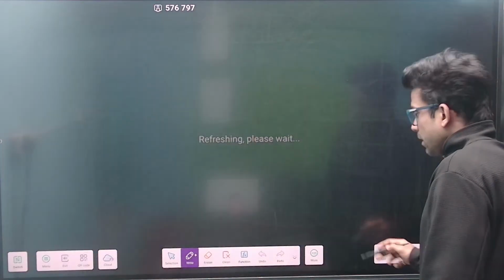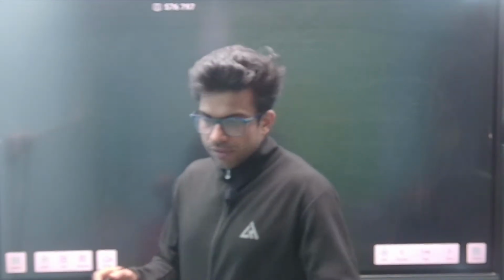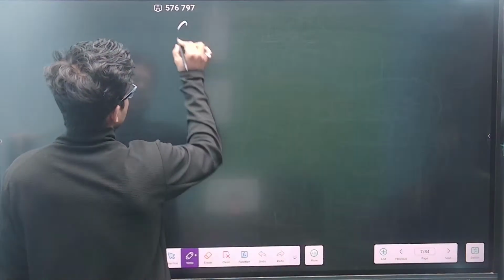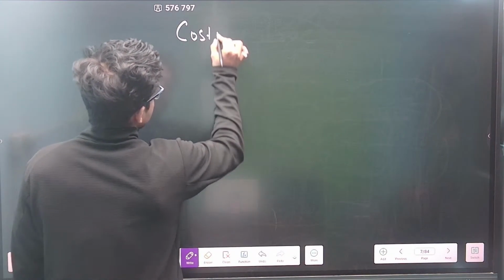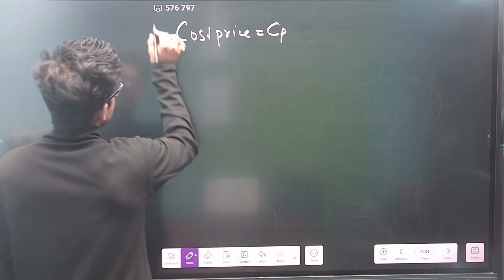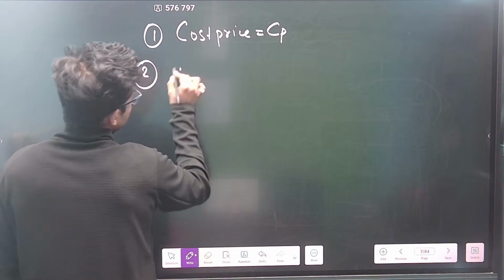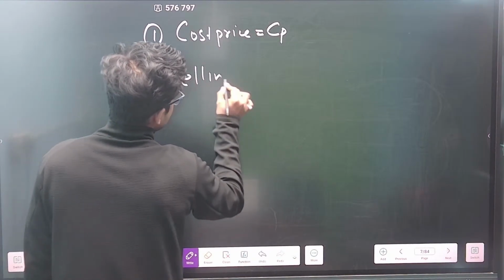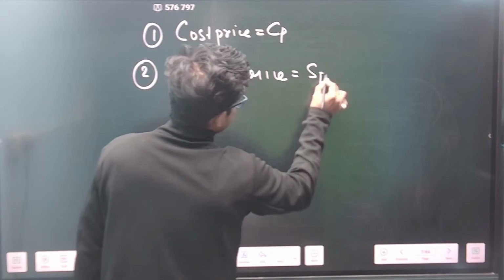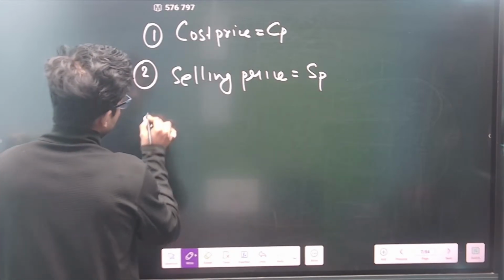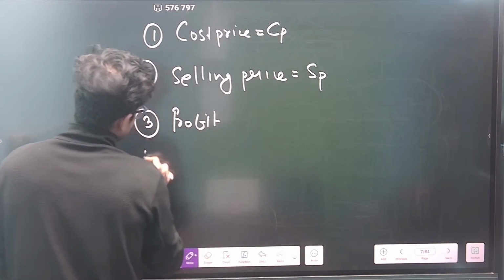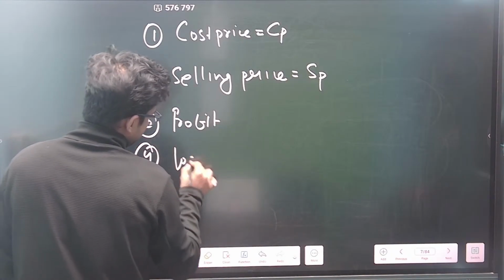So guys, before starting, you should have an idea of some of the abbreviations used in this chapter. First is cost price, which we call CP, correct? The second one is the selling price, which we call SP. Then similarly, we have profit, which we talk about in this chapter, and fourth, the loss.